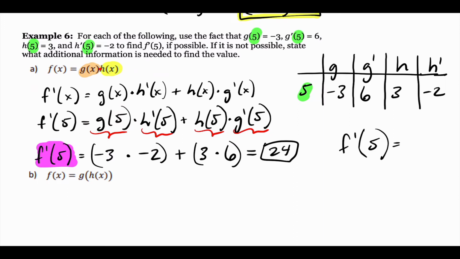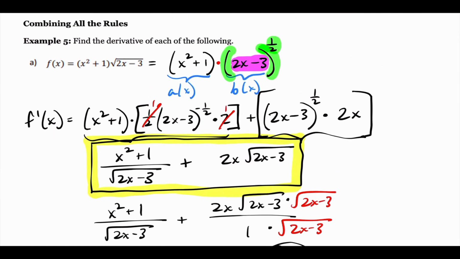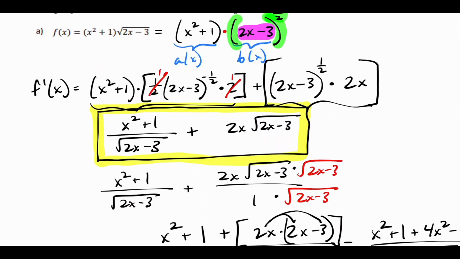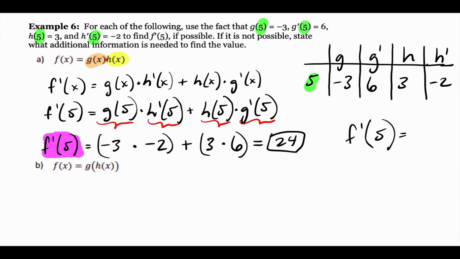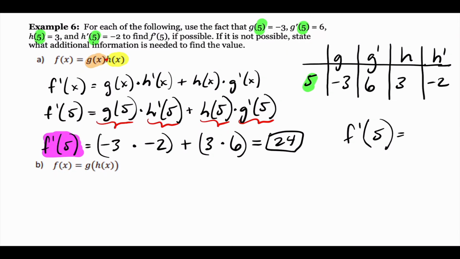We would have done the same thing up here, right? For these guys, if they said find f prime of 5, we would have done the same thing. I would have found the derivative, which is in yellow, and then everywhere I see an x, I would have plugged in a 5, and then I would have gotten an answer. They just didn't ask me to do that. So you're doing the same thing. It's just that you're using the table instead of a function. Okay? All right, so let's do B.